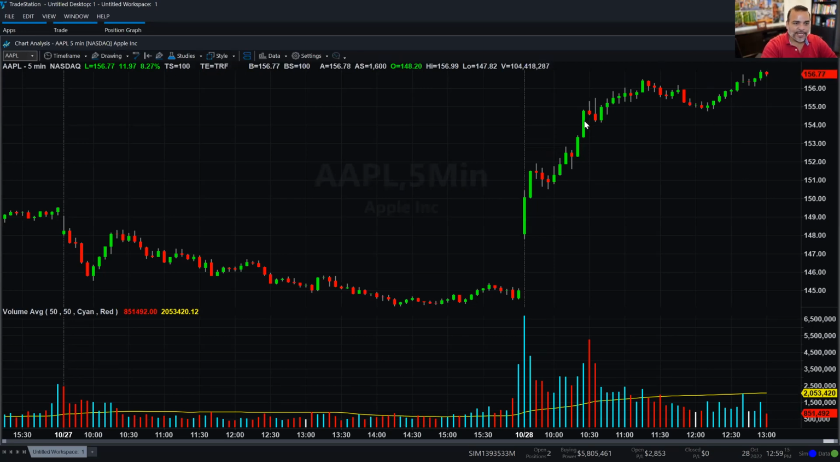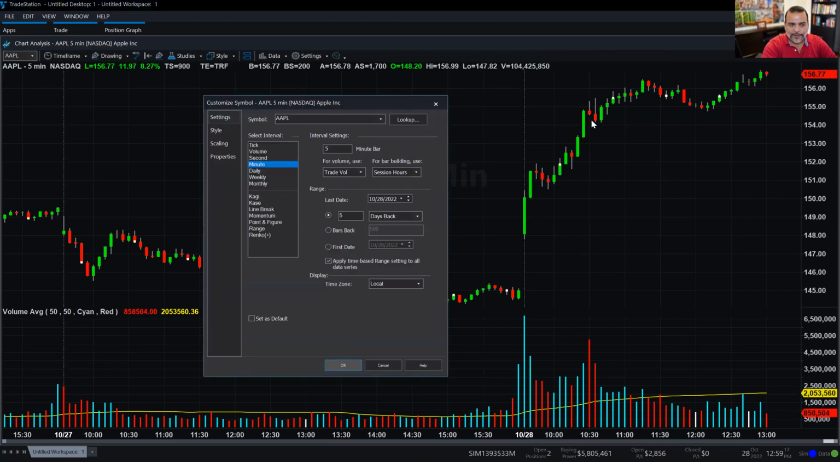One thing that I can do is modify the symbol, and I do that by double clicking on any of the candles. Right here, there is a setting for volume. Everybody sees where my cursor is. It says for volume use. And you have two settings for volume. One is trade volume, which is the default. That's what we're seeing right there at the bottom. And the other one is a tick count. So tick count is going to count the ticks.